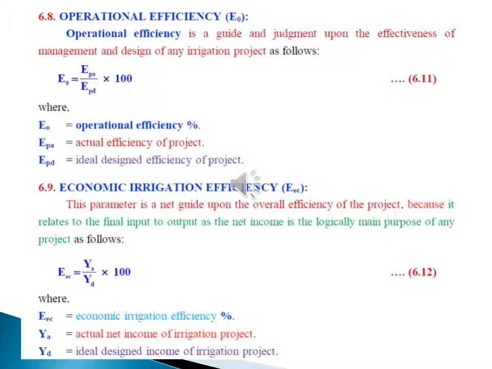Operational efficiency is a guide and judgment upon the effectiveness of the management design of any irrigation project, as shown in the enclosed equation. Moreover, economic irrigation efficiency is a net guide to the overall efficiency of the project because it relates the final input to output, as the net income is logically the main purpose of any project, as shown in the enclosed equation.